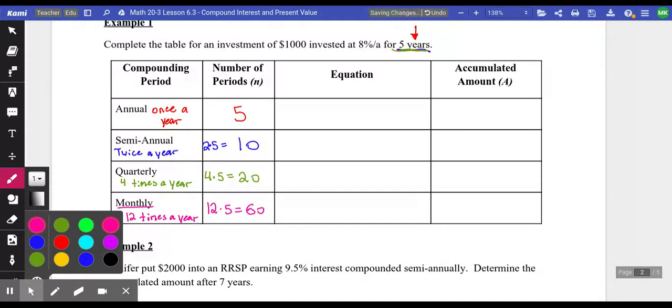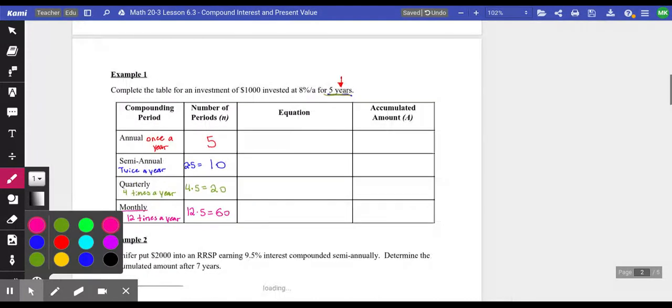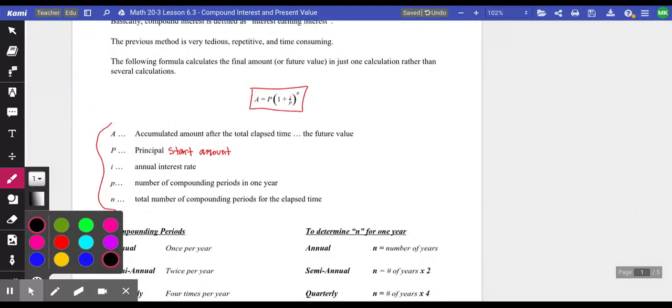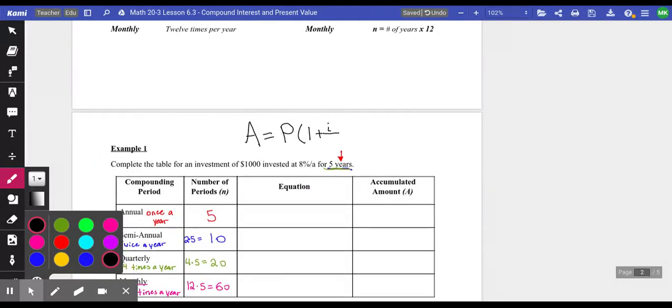All right, let's calculate all these different formulas based on these 4 different circumstances. So our formula, I will write right here, is A equals big P, that's your starting amount, times 1 plus I divided by, what's the letter they use? Little p, all to the power of n.